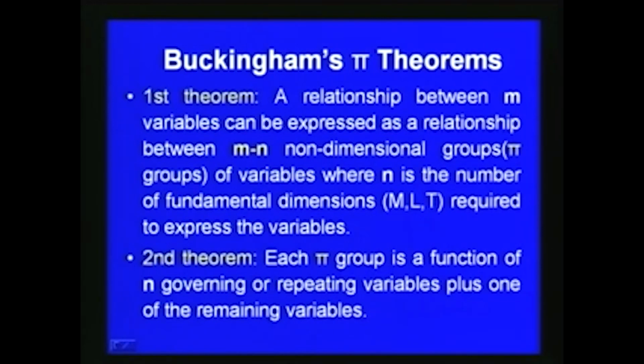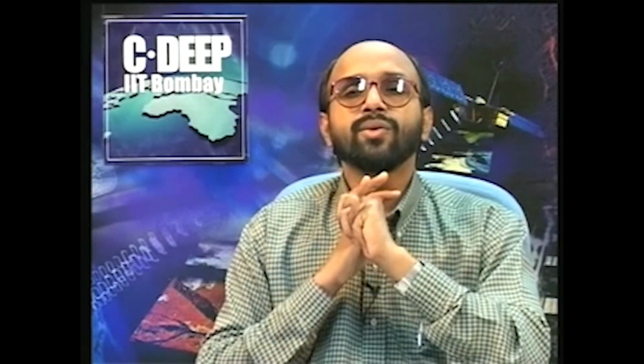So, for a given problem, if there are m variables and we identify n fundamental dimensions, then we can have m minus n relationships, called non-dimensional groups or pi groups, required to express the variables. This is the first pi theorem, and the second pi theorem is that each pi group is a function of the n governing or repeating variables plus one of the remaining variables.